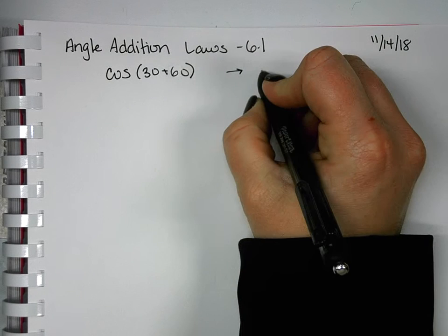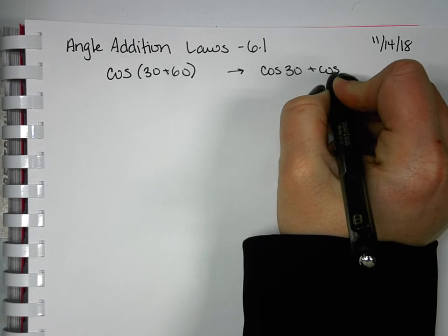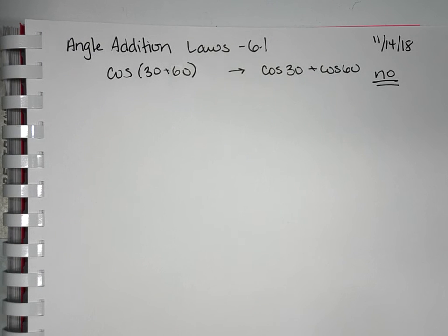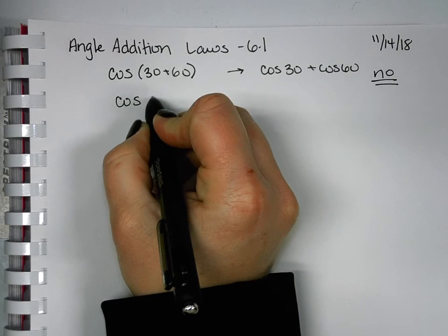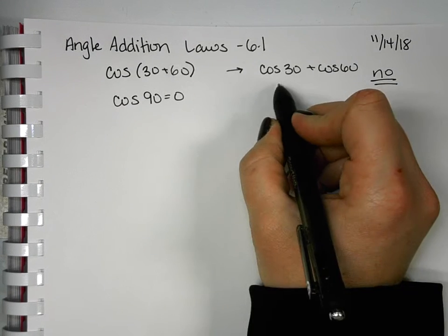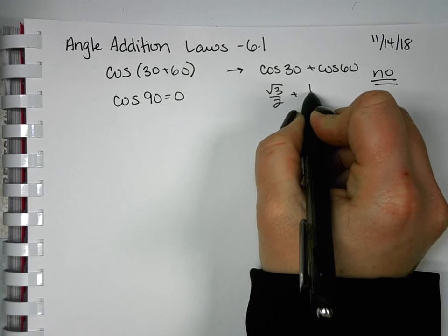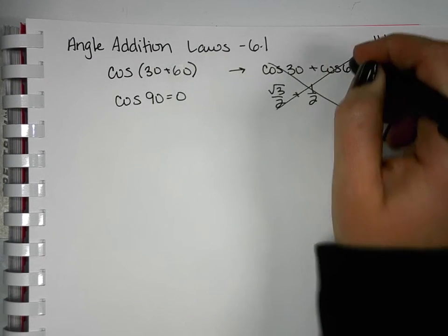Oftentimes we think, oh, well, can't we just do this? And the answer is no. That does not work. Because when we simplify this, cosine of 90 is actually 0. Whereas here, if we plugged in cosine 30 and cosine 60, we don't get 0. So this does not work.